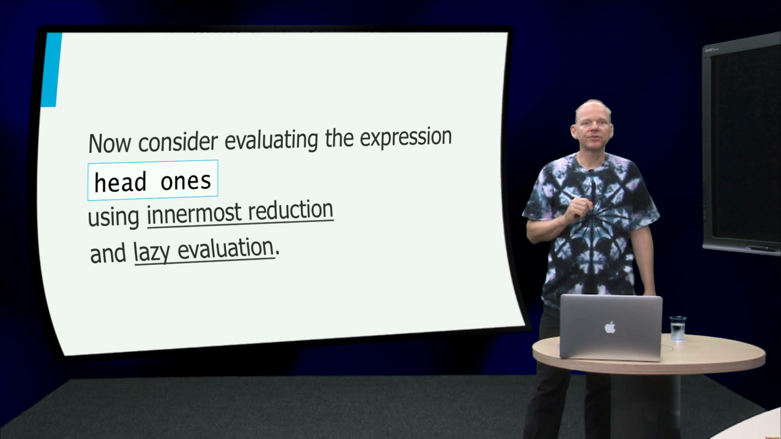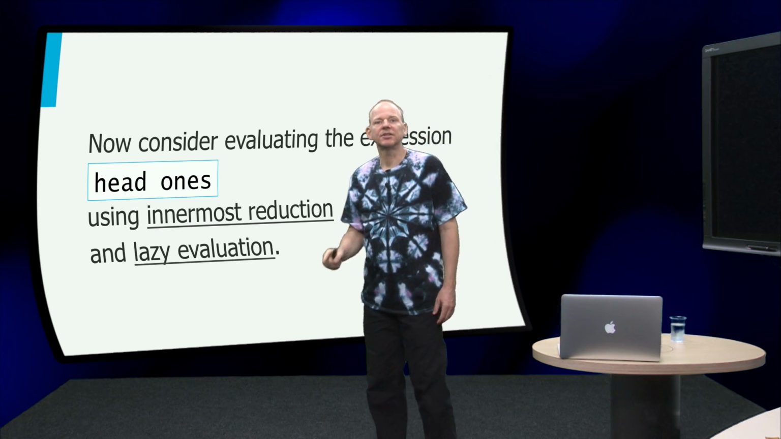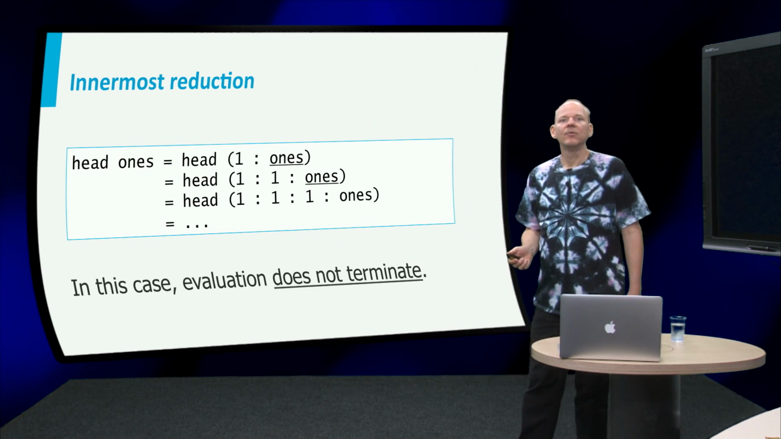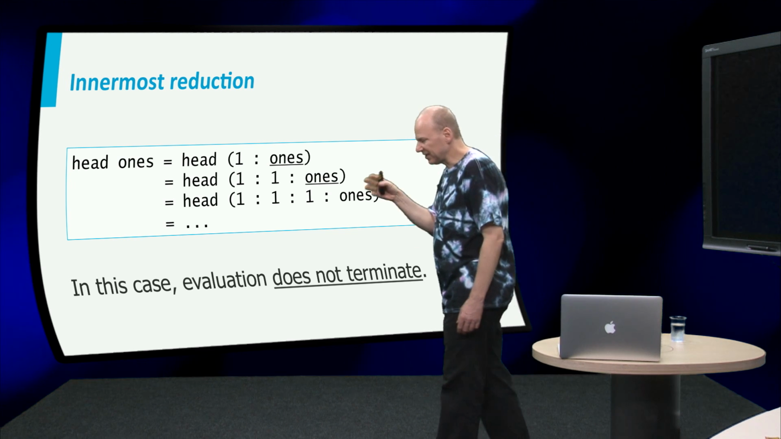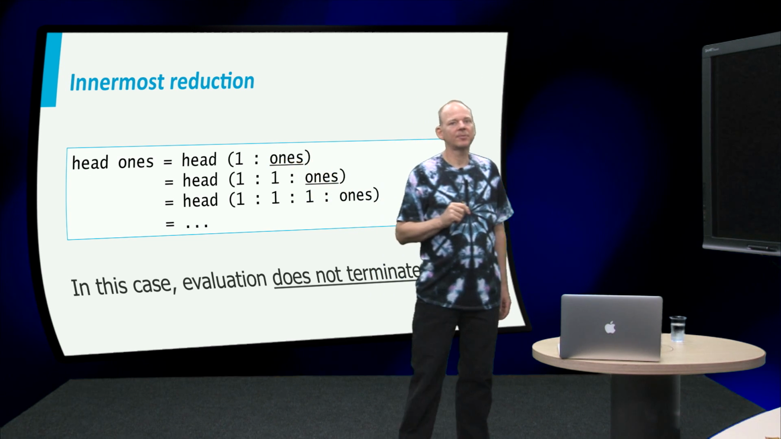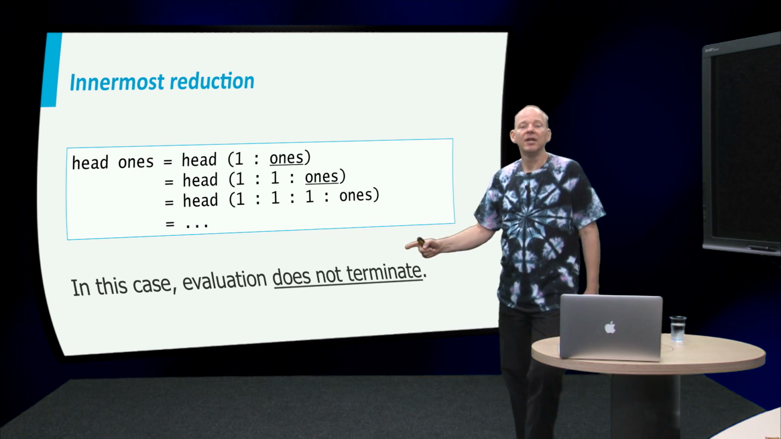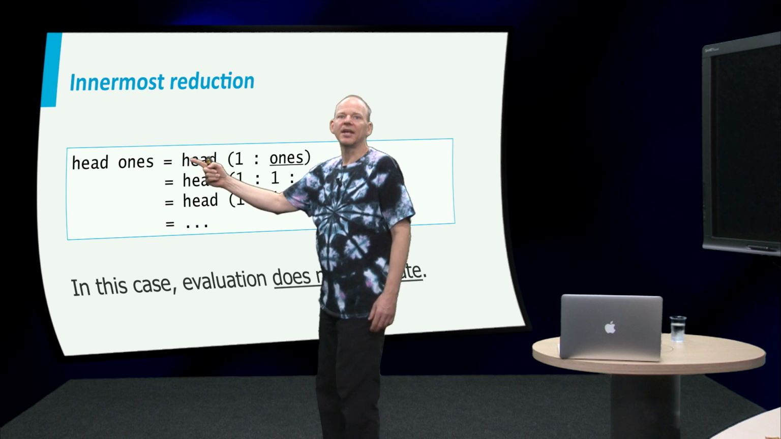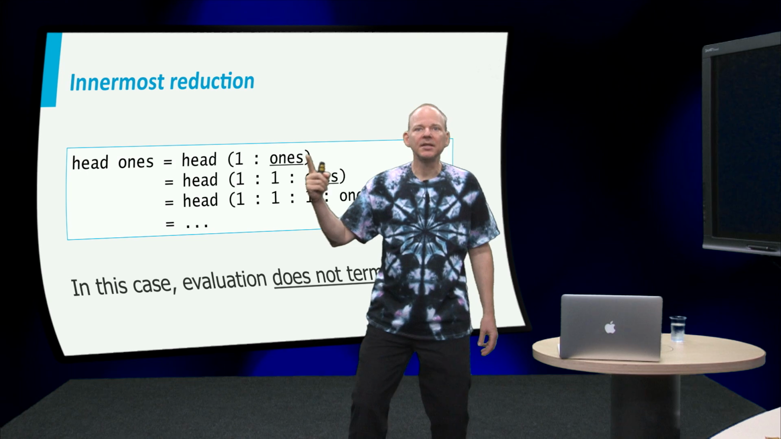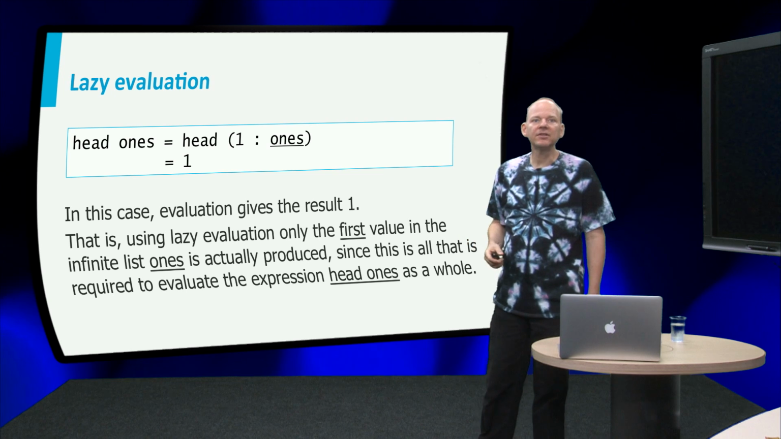Now let's look at the evaluation of head of ones. And what we want to do is compare and contrast innermost evaluation with lazy evaluation. And you can already guess what will happen. When we use innermost reduction, this is kind of the same example as I had with loop. So we are taking the innermost reducible expression, which is ones. We unfold it, we unfold it, we unfold it. So we never get around to taking the head of that list, whereas this list is already in the shape where we can take its head. Okay, so it doesn't terminate.